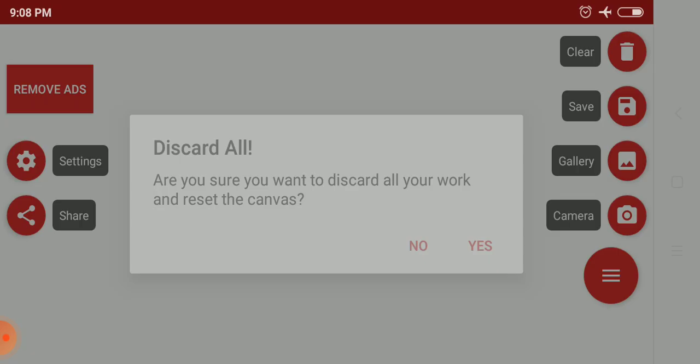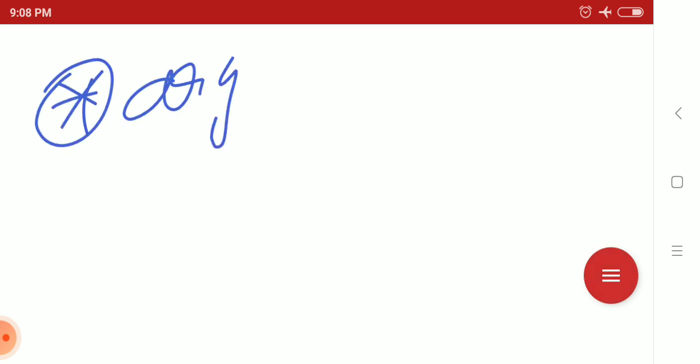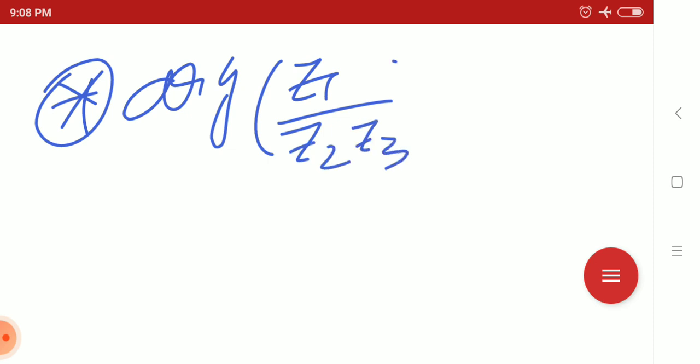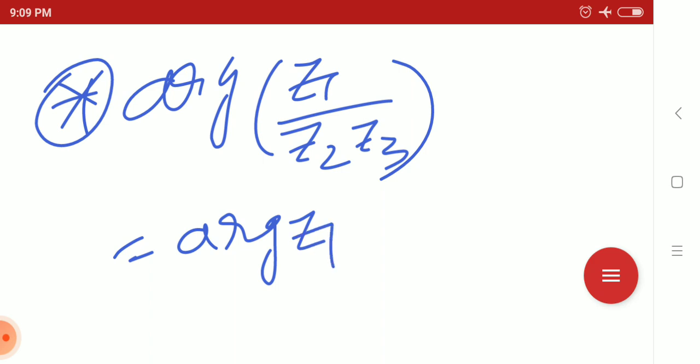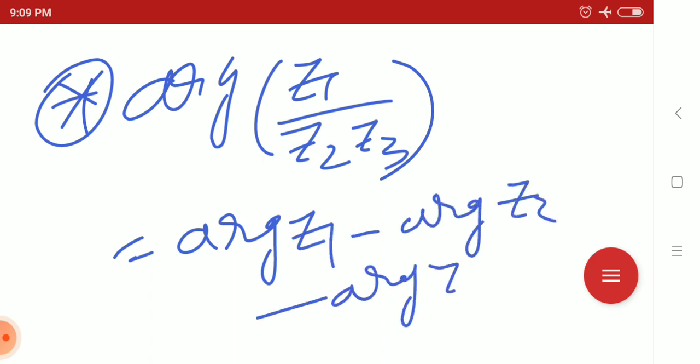Another important property of arguments, let's discuss it quickly. Argument of z1 by z2 z3 will be argument of z1 minus argument of z2 minus argument of z3, because argument of z1 by z2 z3 means argument of z1 minus the quantity argument of z2 plus argument of z3. Now take the minus inside, so argument of z1 minus argument of z2 minus argument of z3.